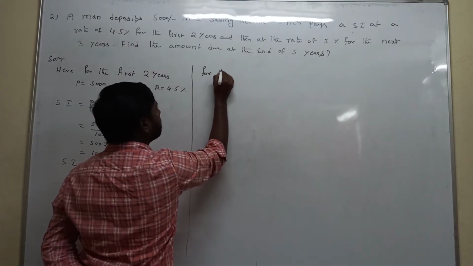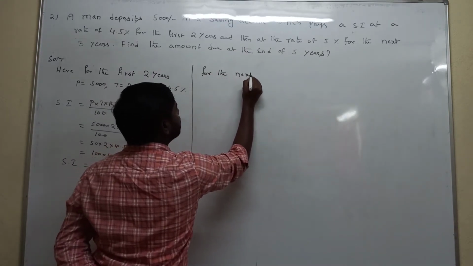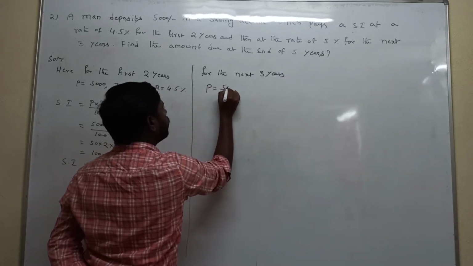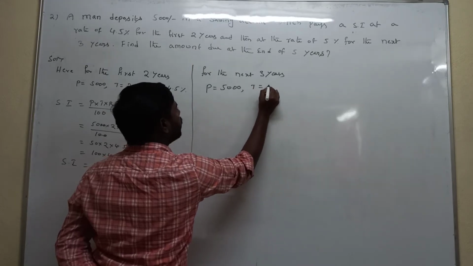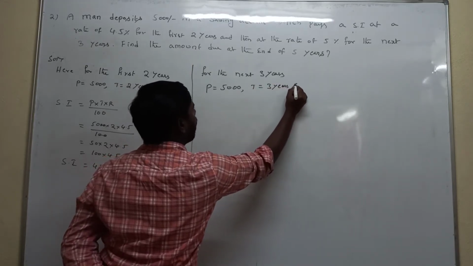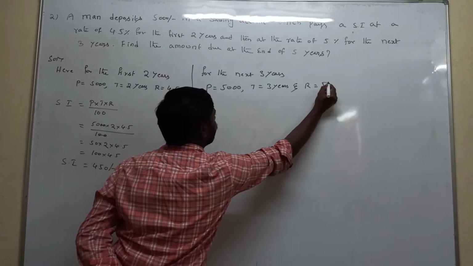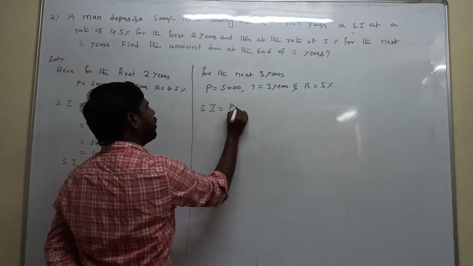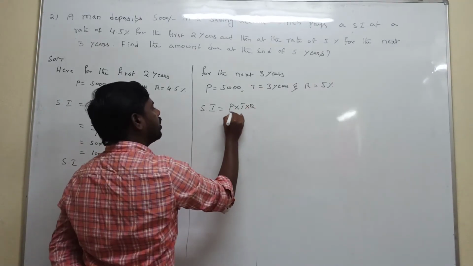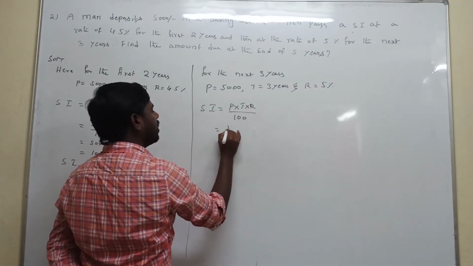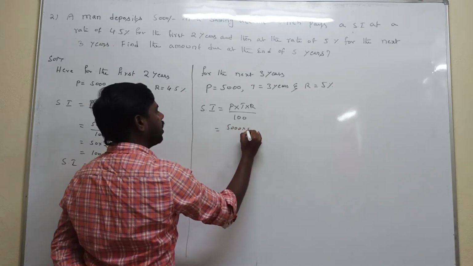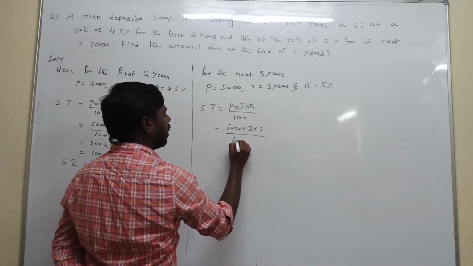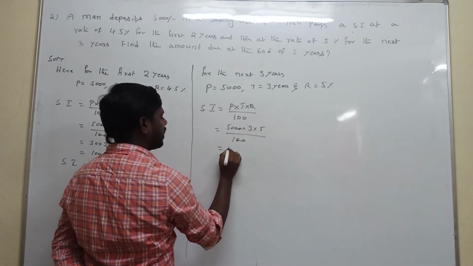For the next 3 years, principal amount will be the same. That's why taking capital P is equal to 5,000. Time T is equal to 3 years, and rate of interest is equal to 5%. Here also we need to calculate simple interest, formula is PTR by 100. Now we are substituting the values. P value is 5,000 into T value is 3, into R value is 5 divided by 100. These 2 zeros, these 2 zeros get cancelled.